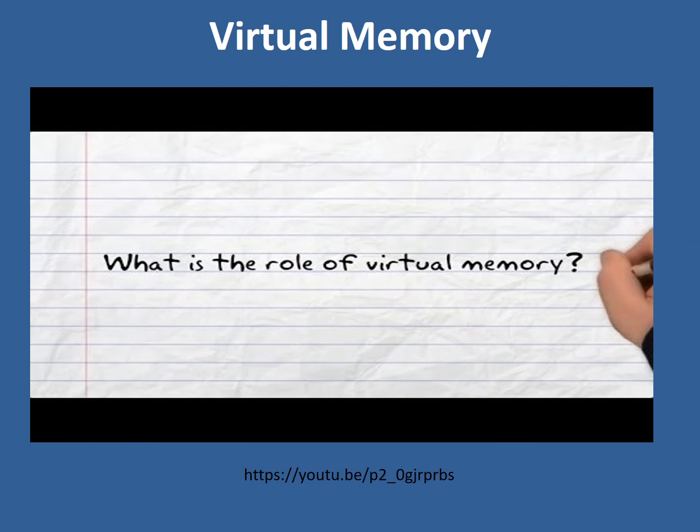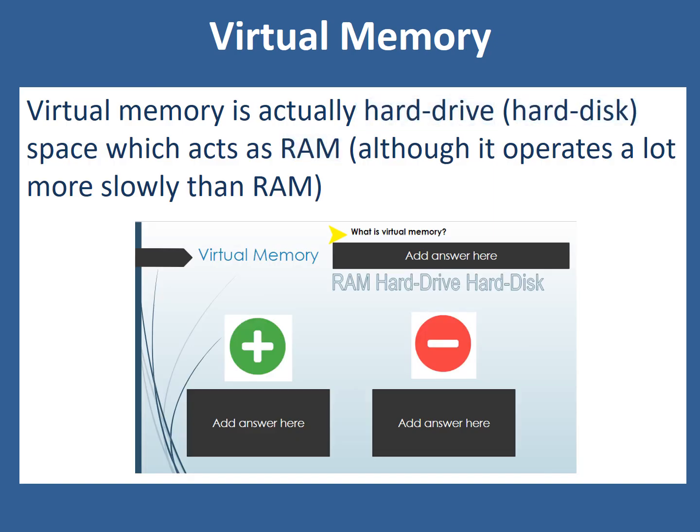Please watch this video to give you more of an overview of what virtual memory is. Here are some keywords. Can you try and fill in the blanks on the page which has a title, Virtual Memory? You should have got an answer similar to the following. Virtual memory is actually the hard drive or hard disk space which acts as RAM, although it operates a lot more slowly than RAM. The next thing I want you to do is try and fill out the positives and negatives of virtual memory. You might want to go back in the video to watch this.